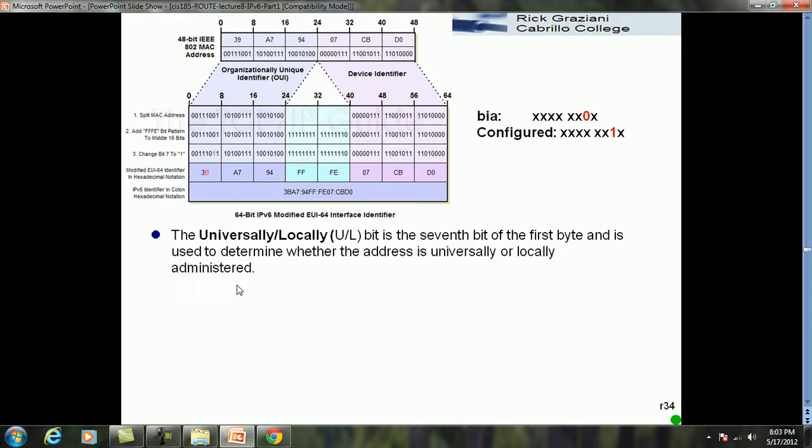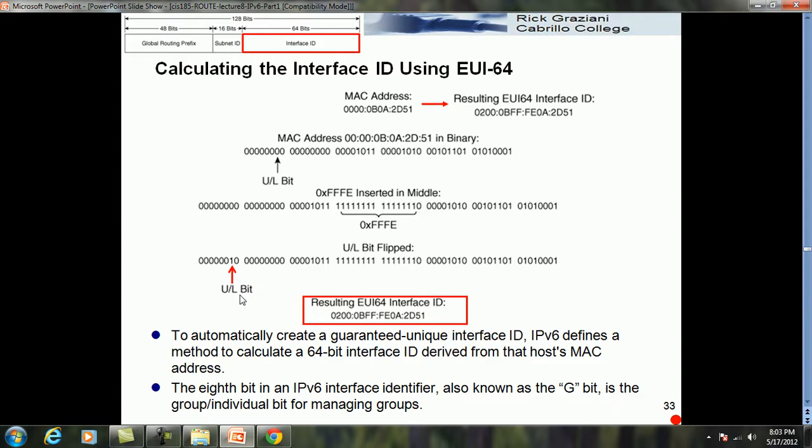So, see this. Same way, some more examples, where by configuring the 7th bit, 0 is flipped to 1. See this bit. It's called the UL bit, universally or locally bit. It's the 7th bit of the first byte and is used to determine whether the address is universal or locally administered. What is universally administered or locally administered?